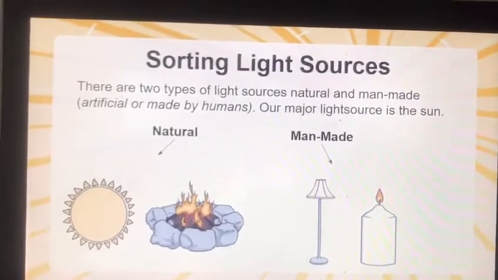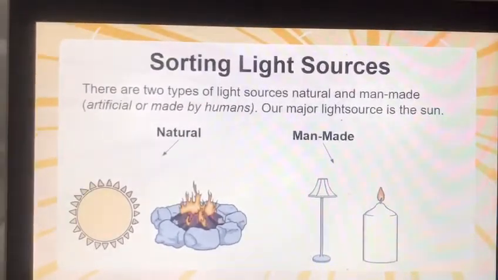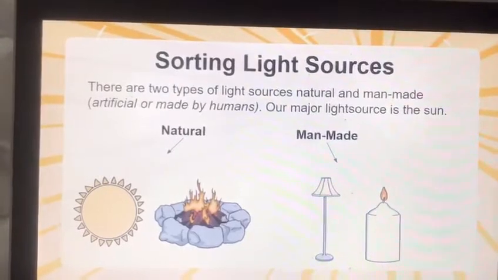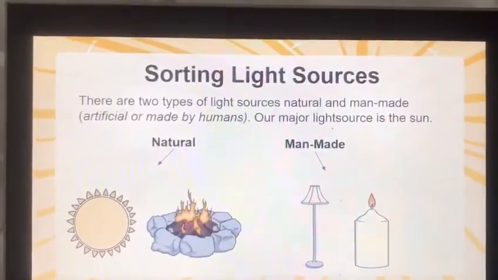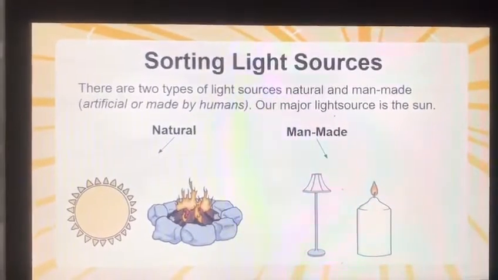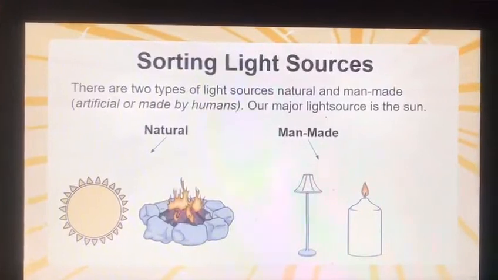So we sort light sources into two types, natural and man-made. Another word for man-made is artificial, or made by humans. And our major light source is the sun. So we've got two examples of natural light sources here, the sun and a fire, and man-made, a lamp and a candle.